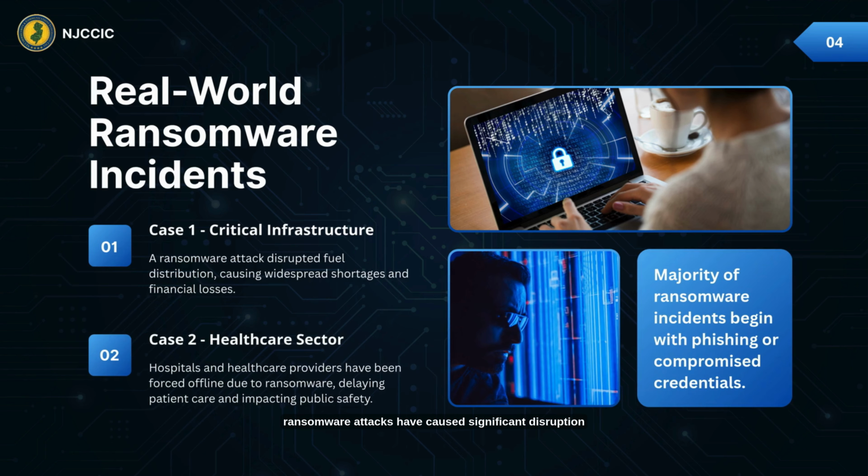Ransomware attacks have caused significant disruption across multiple industries. For example, ransomware has targeted critical infrastructure, including fuel distribution systems. In some cases, these attacks have caused supply shortages and major financial losses. Healthcare organizations have also been heavily targeted. Hospitals forced offline by ransomware attacks can experience delays in patient care and disruptions that impact public safety. Studies show that the majority of ransomware incidents begin with phishing emails or compromised credentials.